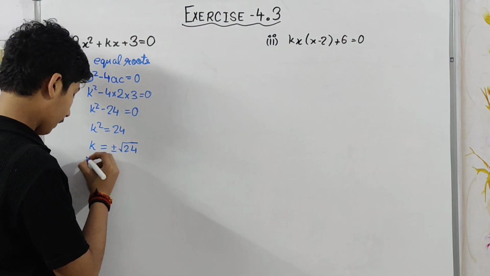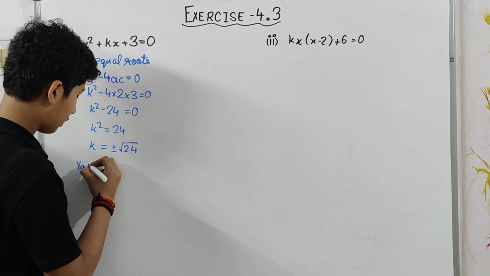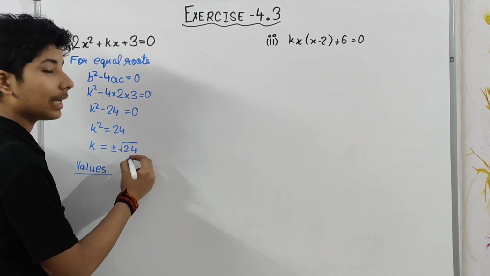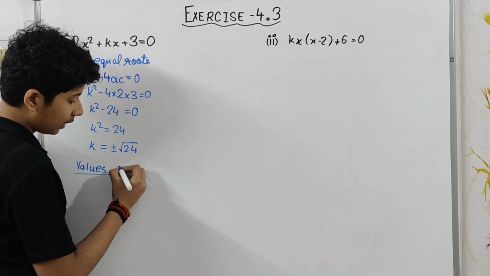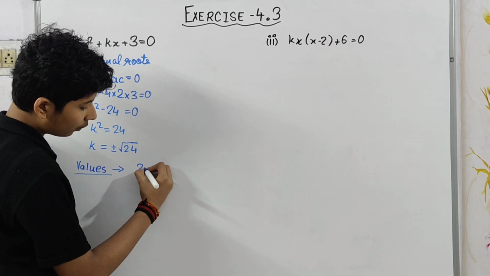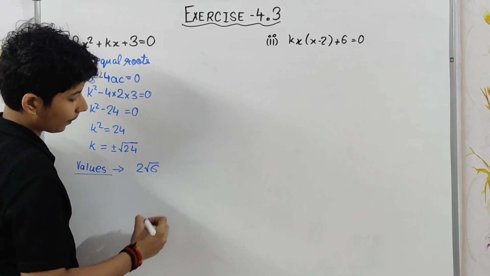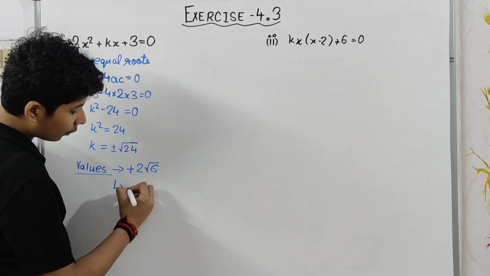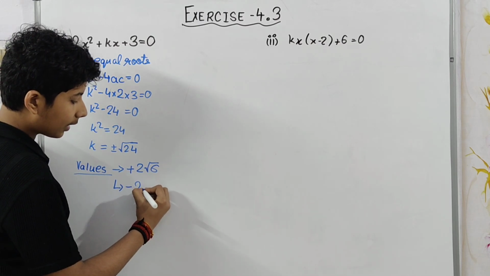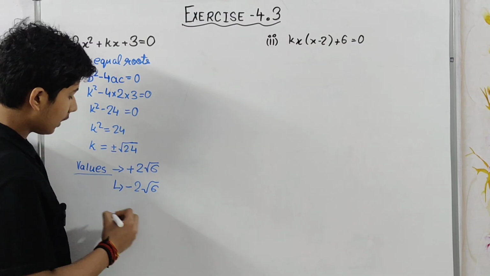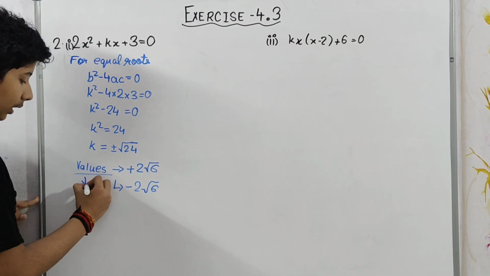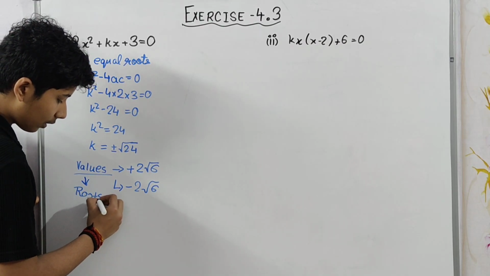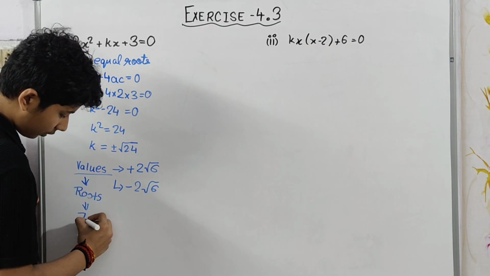Now here we'll write the values. Now see, root 24 can be written as 2 root 6. So plus minus: one is positive 2 root 6 and one is negative 2 root 6. These are the values, or you can say roots, or you can say zeros.